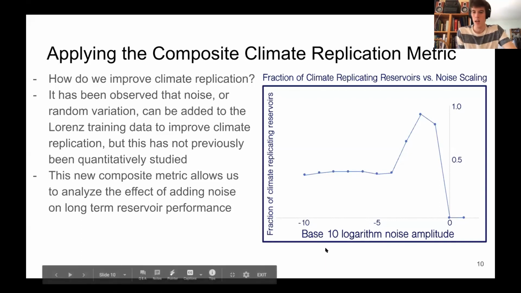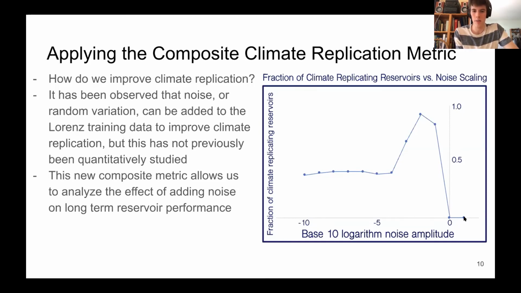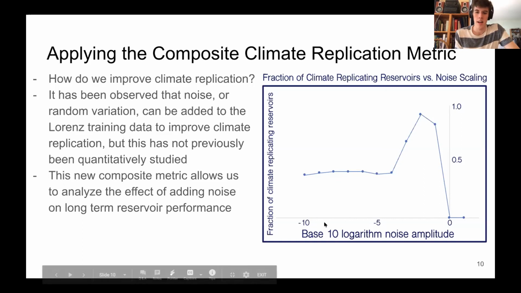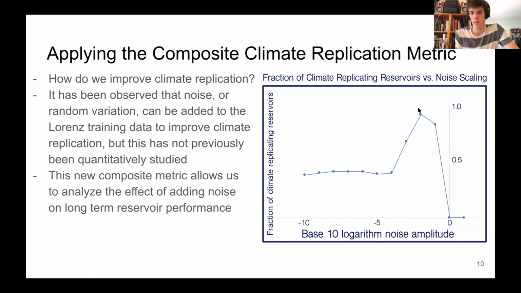climate replication. So in this graph, we have noise scaling on the X. We have the fraction of stable reservoirs using this new metric that we've developed on the Y. And you'll see as you increase the noise, you get this optimal value where you get significantly more reservoirs giving good climate replication. So each one of these points represents 300 reservoirs, and on the Y is just the fraction of those 300 that gave stable predictions that fell within that box.